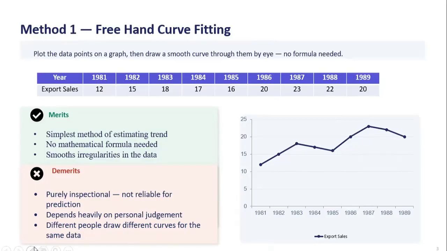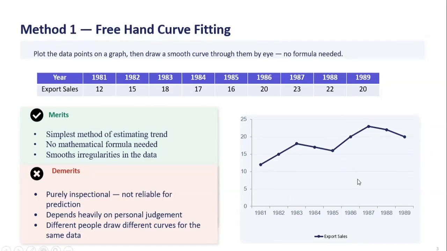Let's now apply everything you have learned to one real data set. This is the data set. In this method, we plot the export sales of each year on graph paper. The years are shown on the x-axis and export sales are shown on the y-axis. These are the points. 1981, 12 is one point. 1982, 15 is another point. So like that you have to plot all the points.